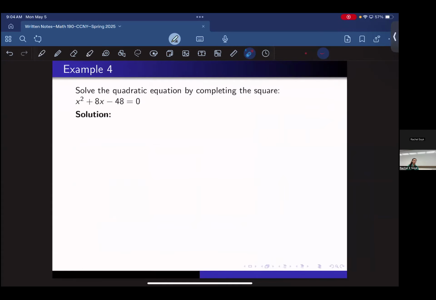Okay, so let's look at example 4. We're asked to complete the square. So once again, special key. Our b value here is what?